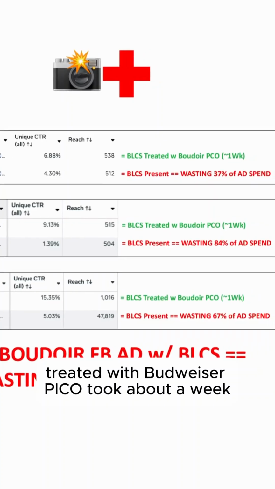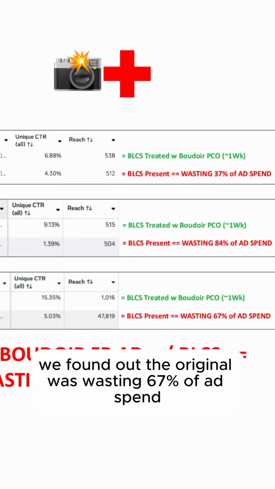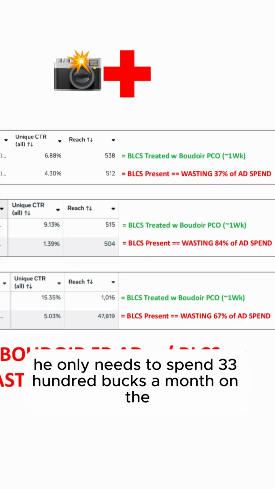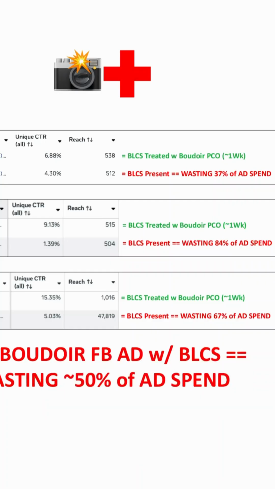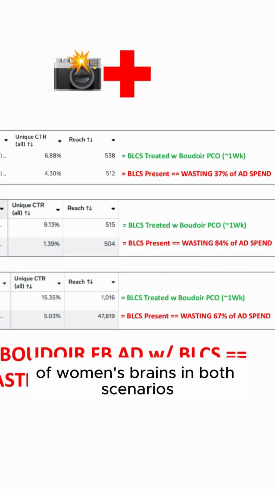Treated with Boudoir Pico, it took about a week and got the unique CTRL up to 15.35%. So we found out the original was wasting 67% of ad spend. If he was spending 10 grand a month on that original Boudoir Facebook ad, now he only needs to spend $3,300 a month on the Boudoir Pico treated ad, and he gets the same result. He gets his ad into the same number of women's brains in both scenarios.